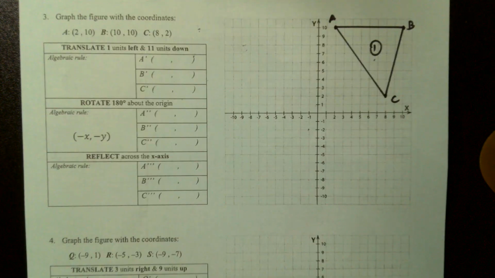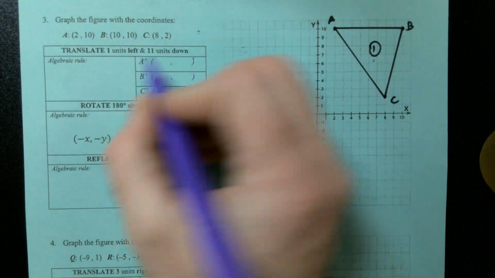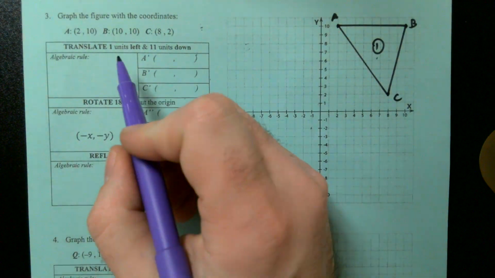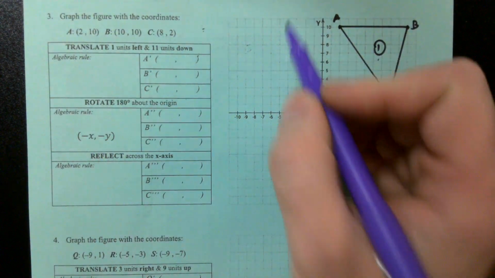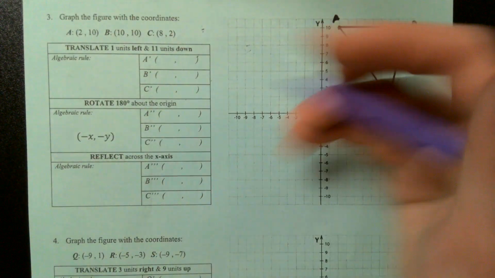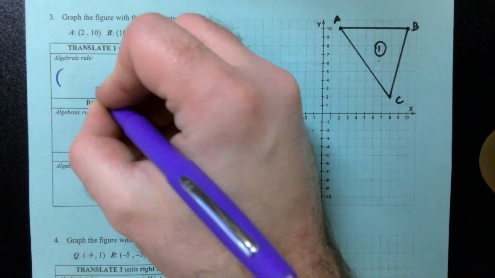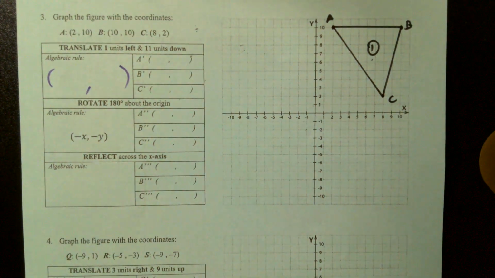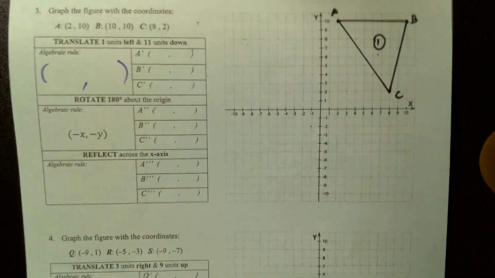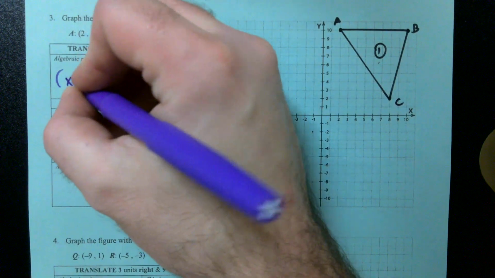Okay. What's the first transformation we need to do? Translate. Perfect. I'm going to translate 1 to the left and 11 down. If I'm going to write the rule for that, who can help me write this translation rule? It's going to be x something something, y something something. Munaza, what do you got? Good?